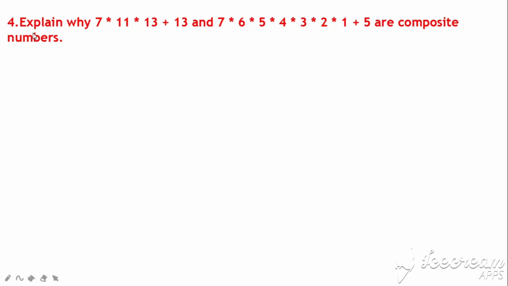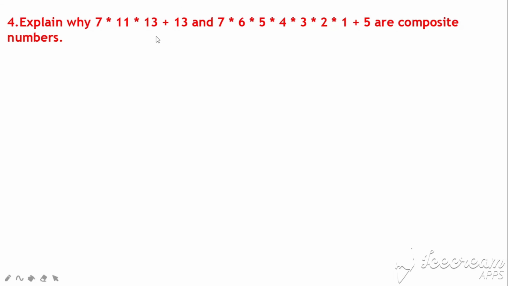Now moving on to the fourth question of exercise 1.2. The question is: explain why 7 into 11 into 13 plus 13, and 7 into 6 into 5 into 4 into 3 into 2 into 1 plus 5 are composite numbers. You need to explain why these two numbers are composite numbers.